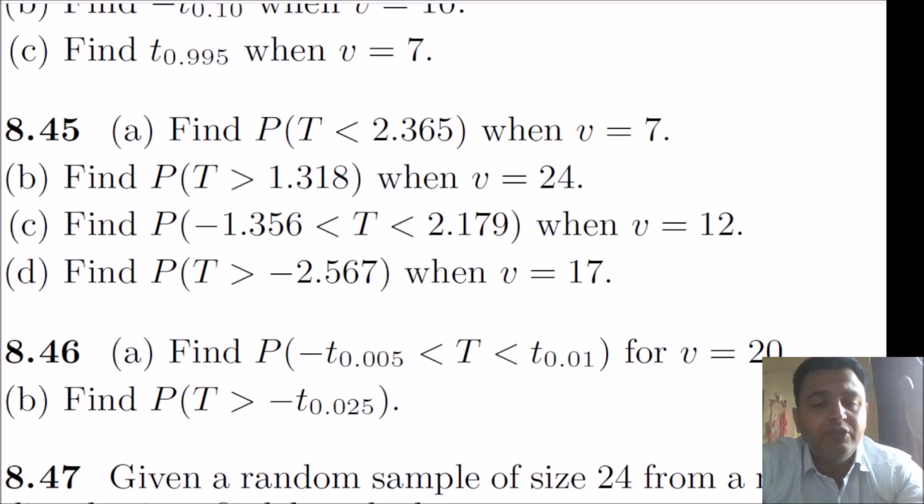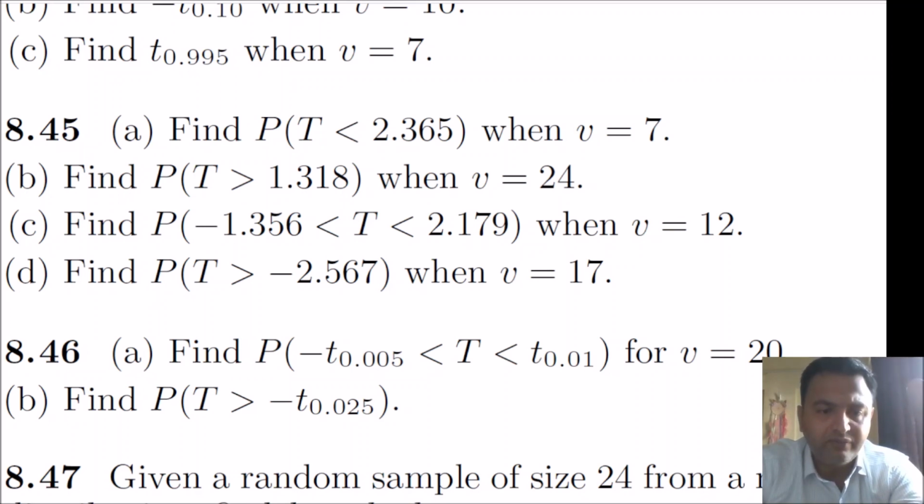Now for the C part, how will you do it? The standard way we did our Z distribution problems. How did we do that? It's the probability of t less than 2.179 minus the probability of t less than minus 1.356. And then again, use the A and B parts. You know how to solve it. You can do the C part as well as the D part.